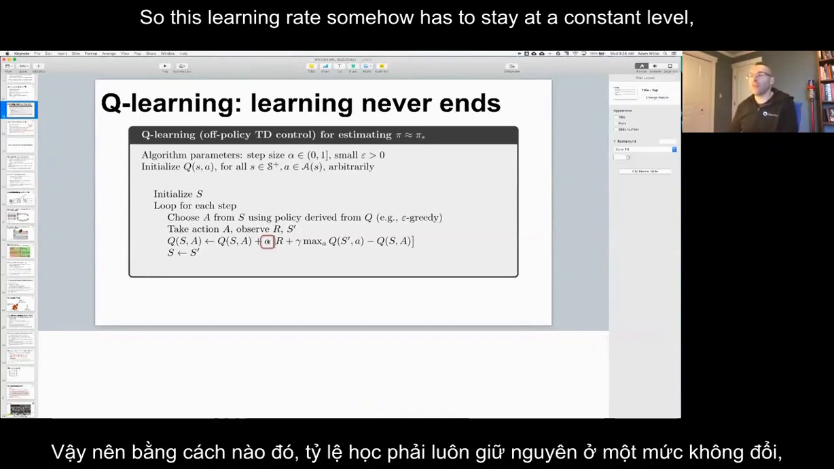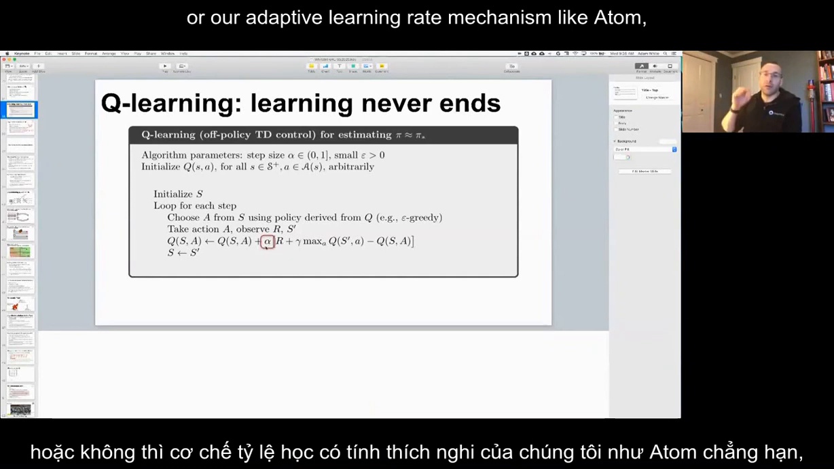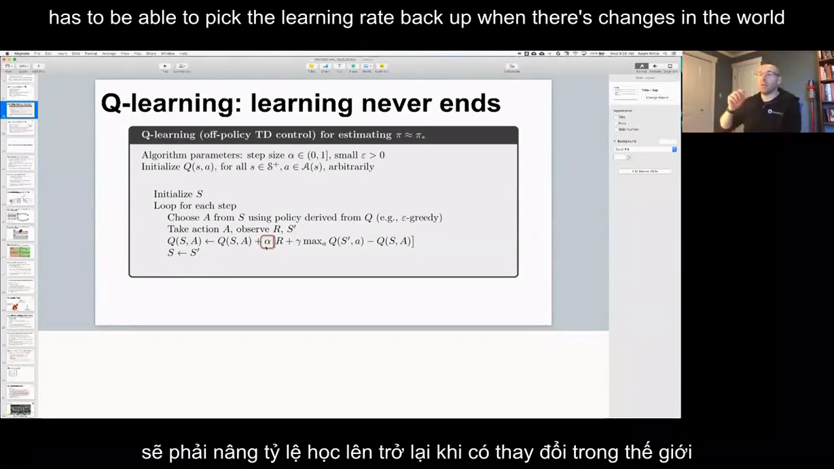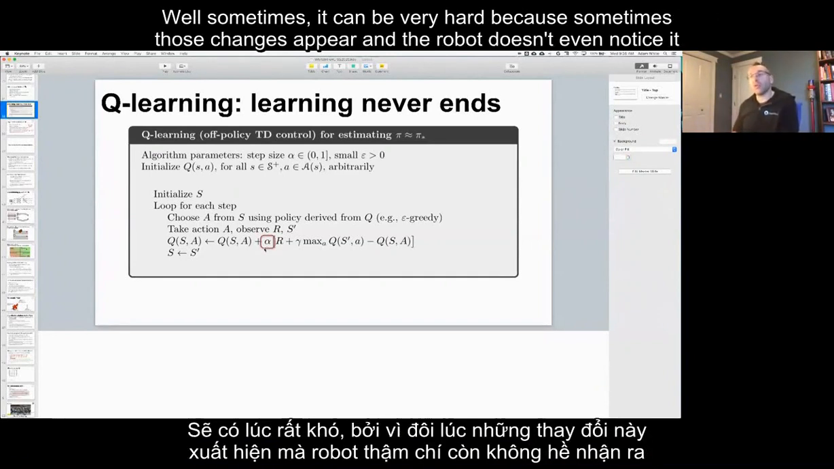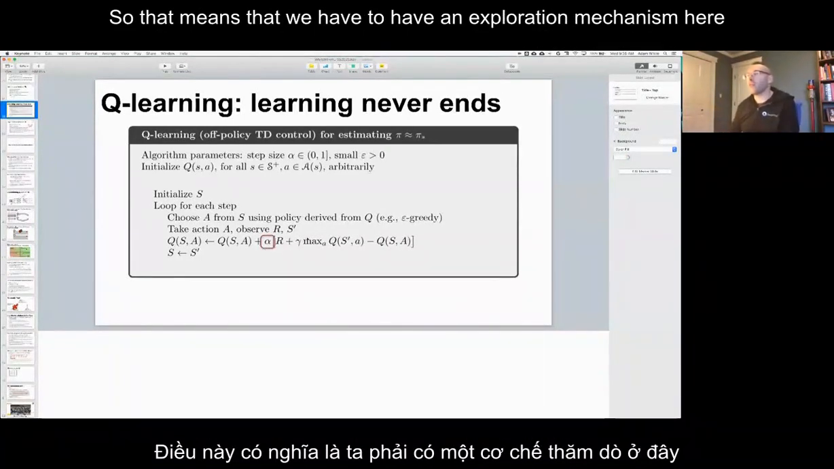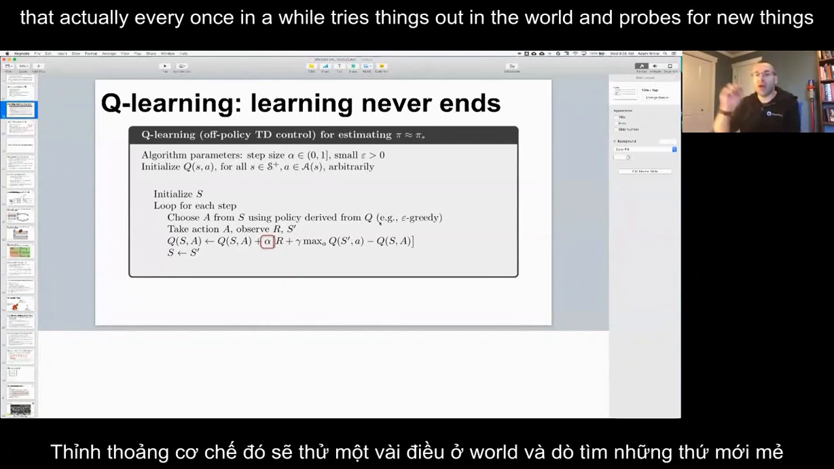So this learning rate somehow has to stay at a constant level, or our adaptive learning rate mechanism like ADAM has to be able to pick the learning rate back up when there's changes in the world. And then the other question is, how do you see those changes? Well, sometimes it can be very hard, because sometimes those changes appear and the robot doesn't even notice it. So that means that we have to have an exploration mechanism here that every once in a while tries things out in the world and probes for new things.